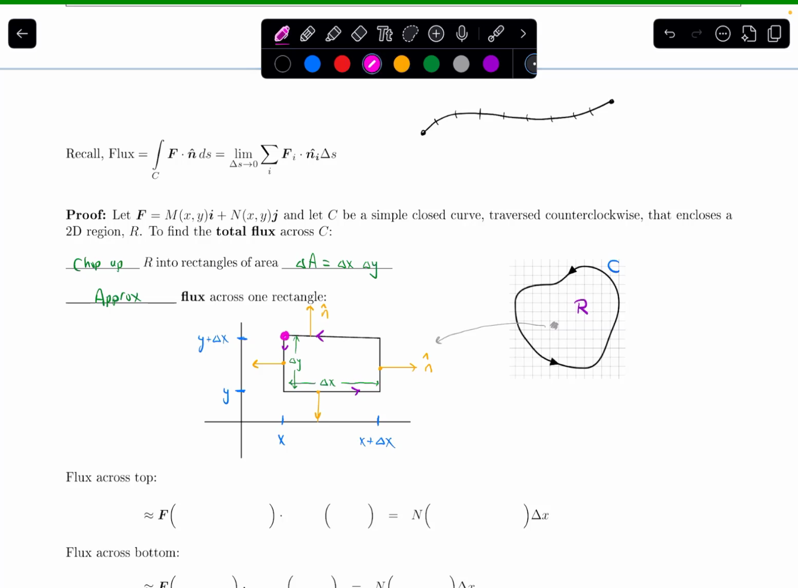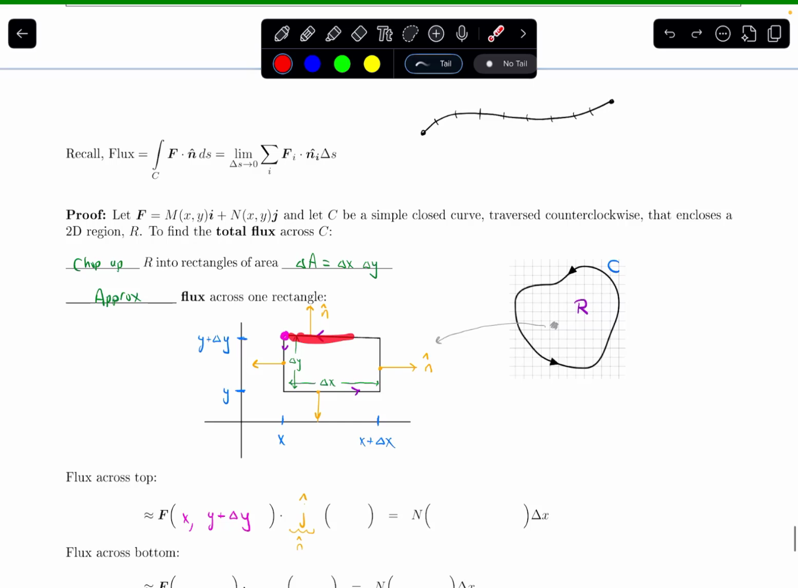So I'll take that point, plug it into my vector field. So the x coordinate is x, and the y coordinate is, I realized I wrote something wrong. Instead of y plus delta x, this one should have been y plus delta y. Let's fix that: y plus delta y, because that's my y value. And now I need this normal vector. Well, it's pointing straight up, and it has length 1, so that normal vector should be j hat. So that's my normal vector. And then that should get multiplied by the length of that curve.